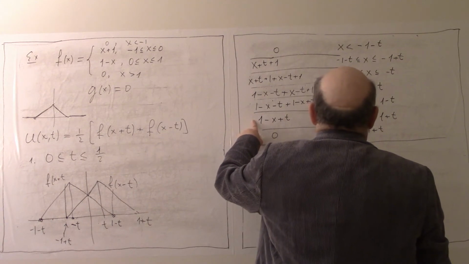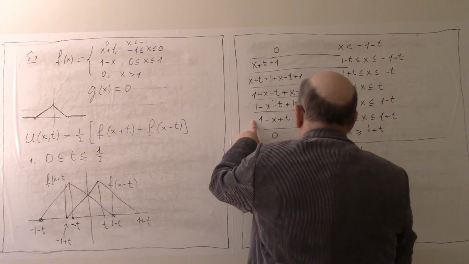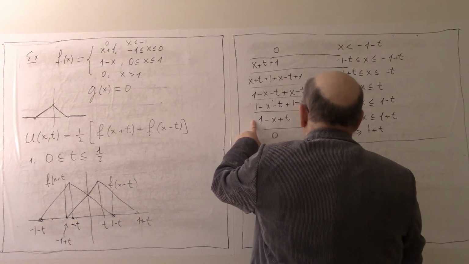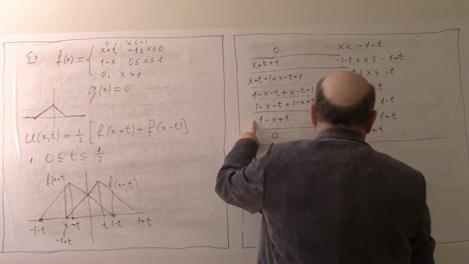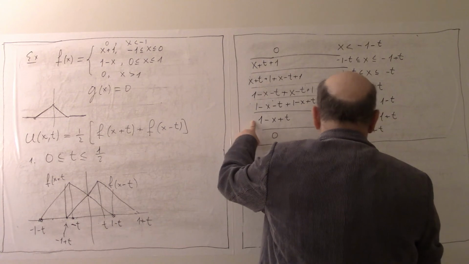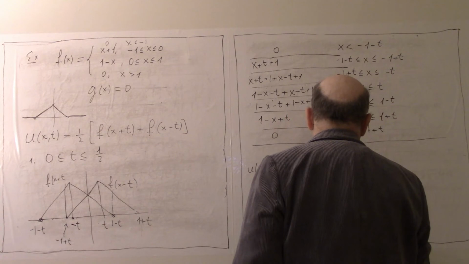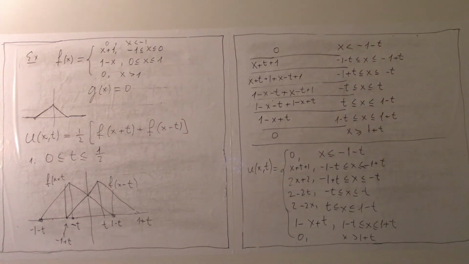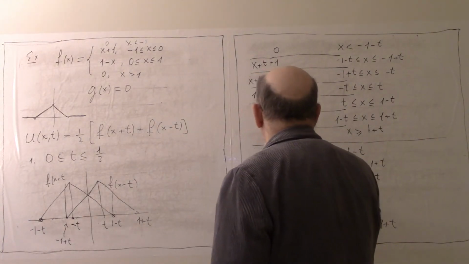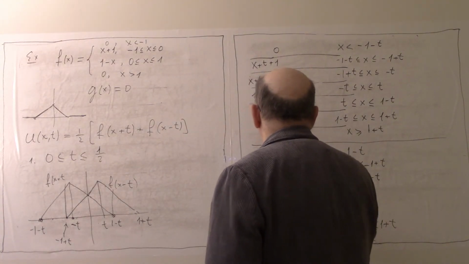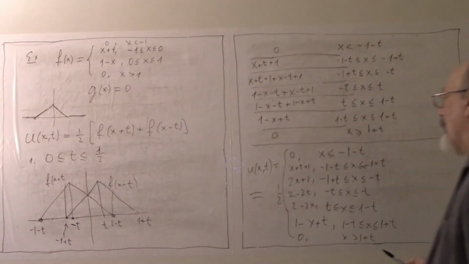Here it is 1 minus x plus t, for 1 minus t less than x less than 1 plus t, and 0 for x more than 1 plus t. And to this I have to write 1/2, so 1/2 of this.